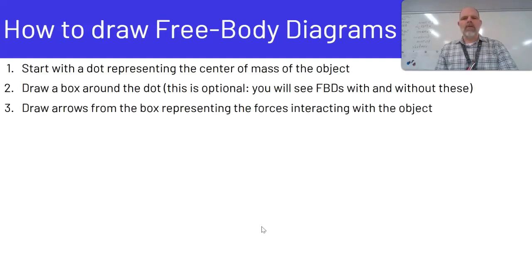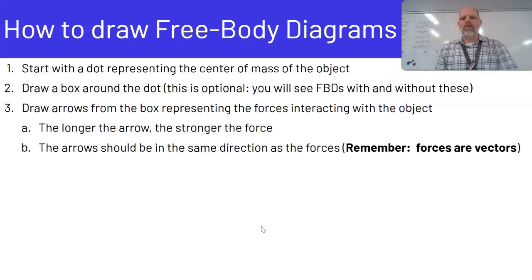Next, you're going to draw arrows from the box representing the forces interacting with the object. This is the most crucial step. The longer the arrow, the stronger the force, and the arrows should be in the same direction as the forces. Remember, this is the key thing: forces are vectors. So drawing the length of the arrow correctly and the direction that the arrow is pointing correctly are key to drawing a correct free body diagram.